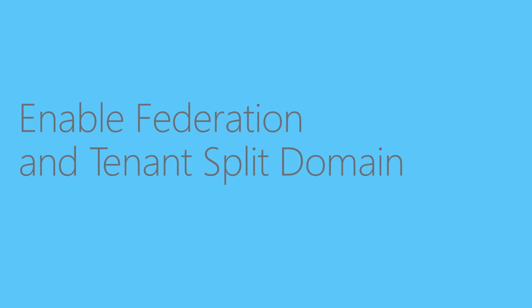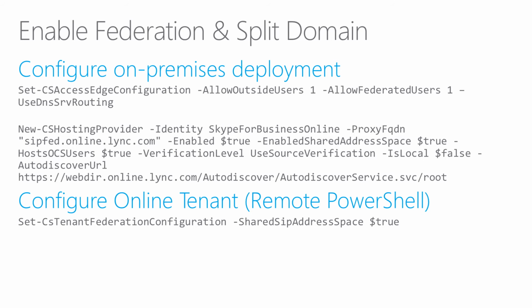So, for enabling federation and tenant split domains, you first need to configure your on-premises deployment with these commands: the Set-CsAccessEdgeConfiguration command, and then the New-CsHostingProvider command. And then, using remote PowerShell again, you need to configure your online tenant for federation configuration with SharedSipAddressSpace set to true.